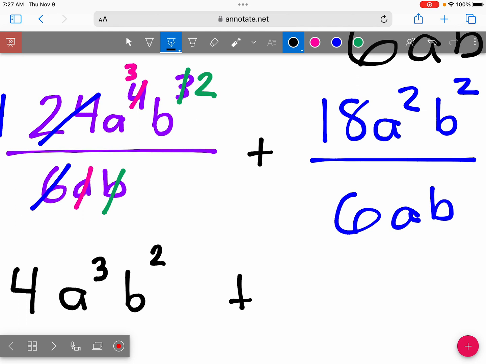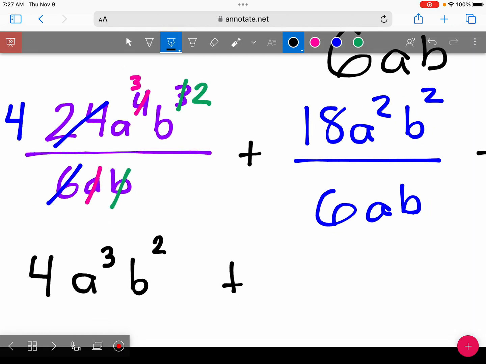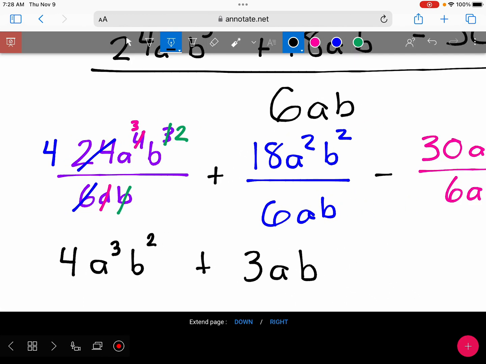We'll take our numbers, we'll simplify our a's, we'll simplify our b's. So 18 divided by 6 is what? 3. A squared divided by a. What are we going to have left? A. And b squared divided by b. B. So one of my a's cancels out, one of my b's cancels out, and the 6 can cancel out. So we just simplify them individually.